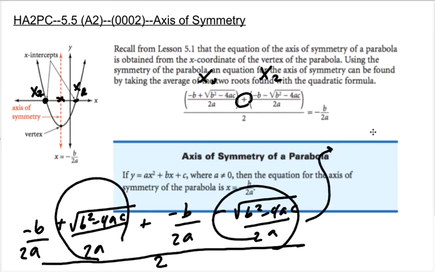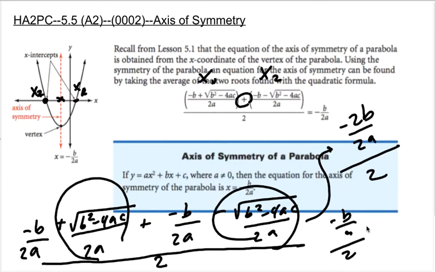So you're going to get a negative 2b over 2a, all over 2, right? Well, that's a negative b over a all over 2, which is the same as a negative b over 2a. So again, what you're doing is averaging those two points and finding the middle. Now, it does hinge on the fact that a is not 0, but it wouldn't be quadratic if a were 0.